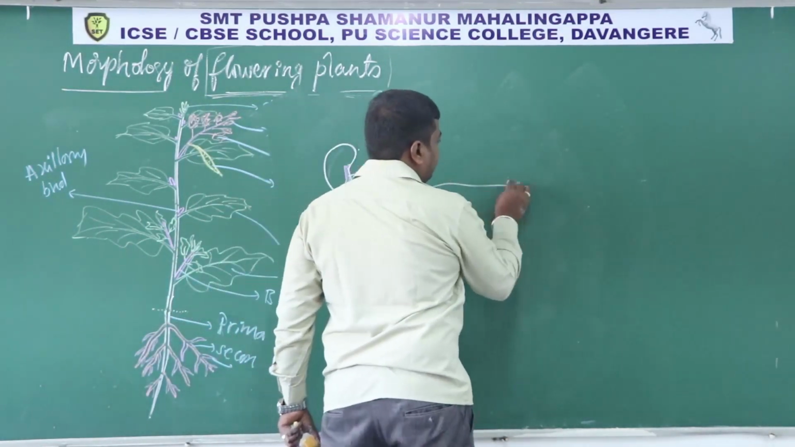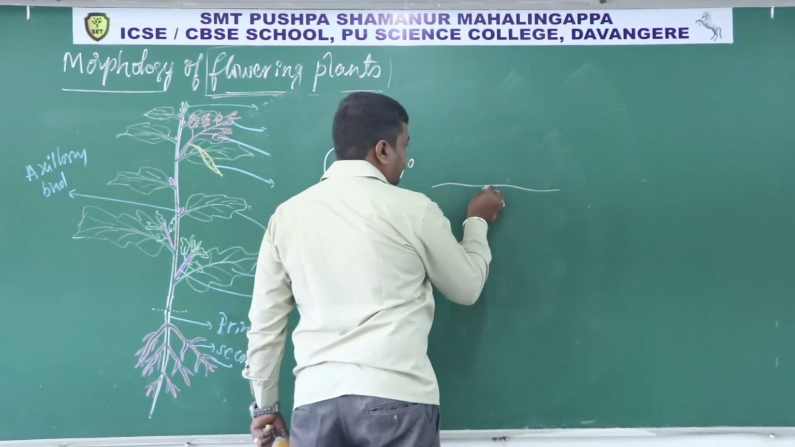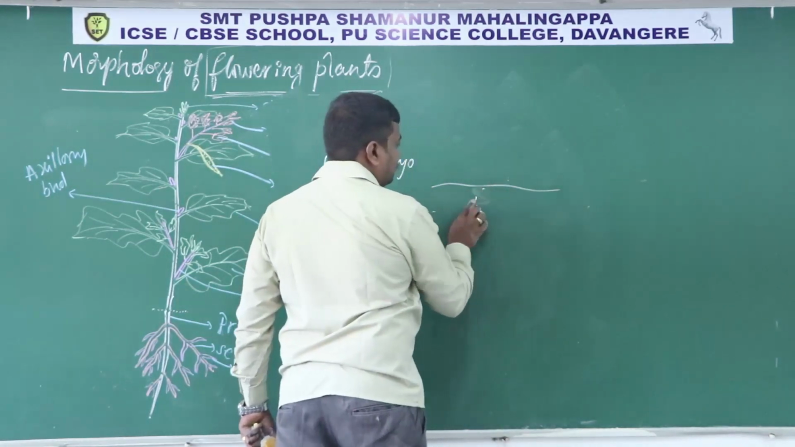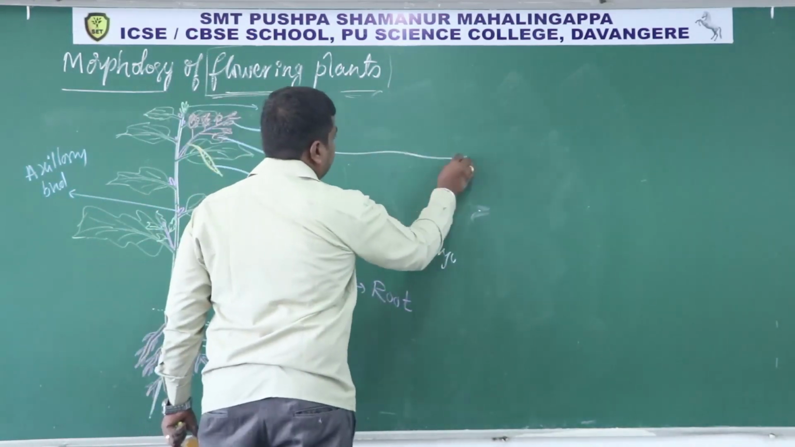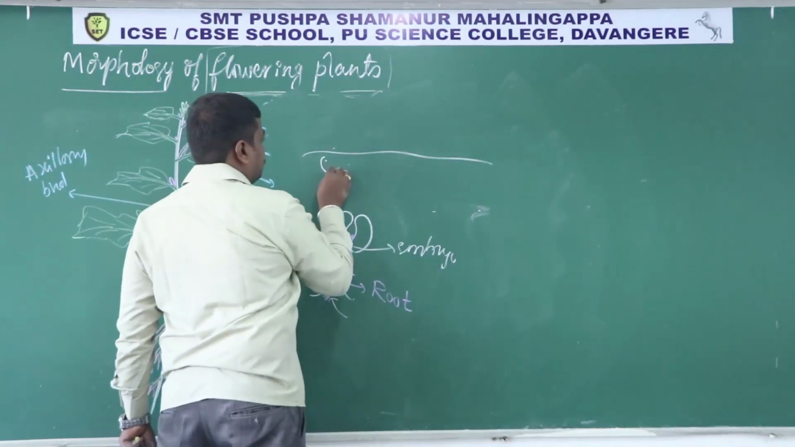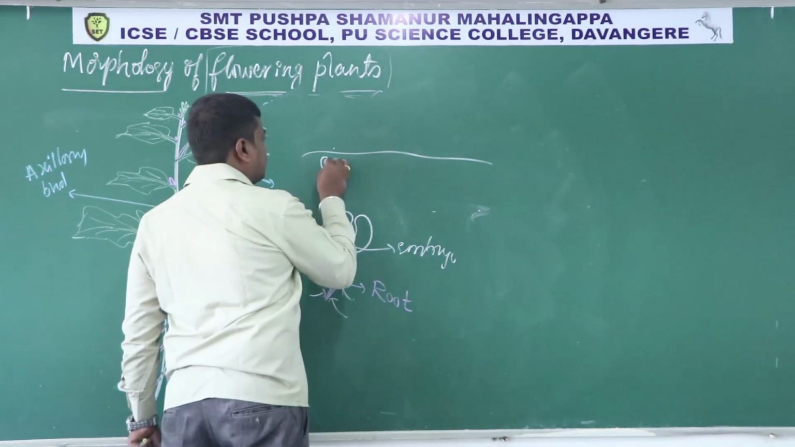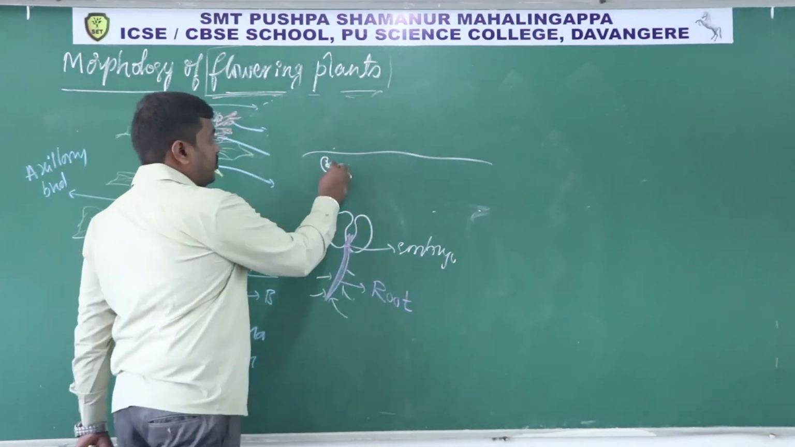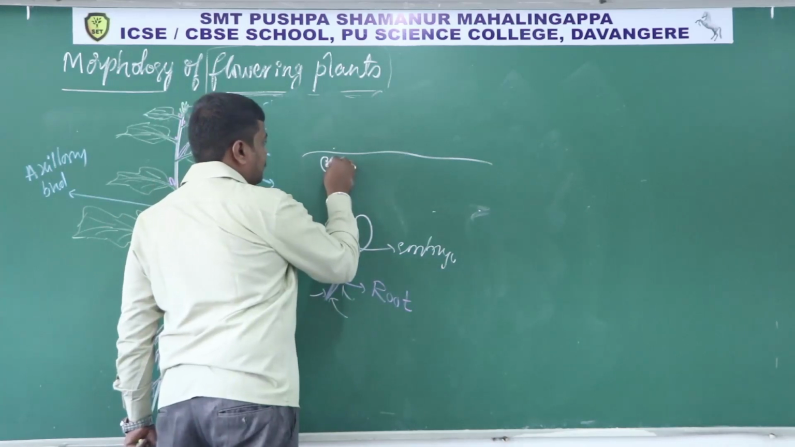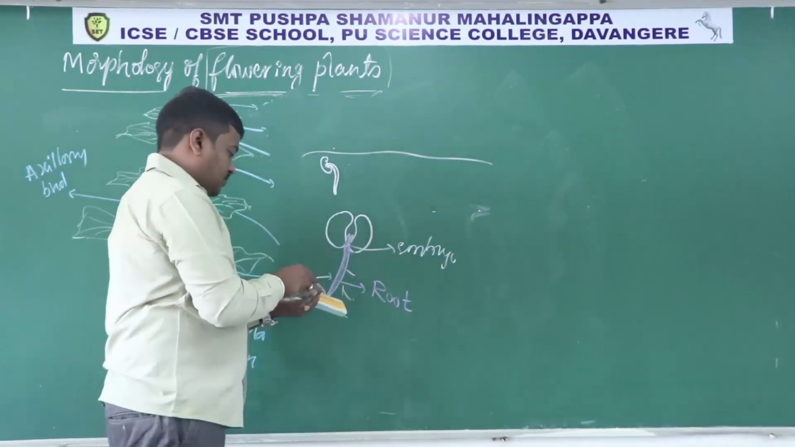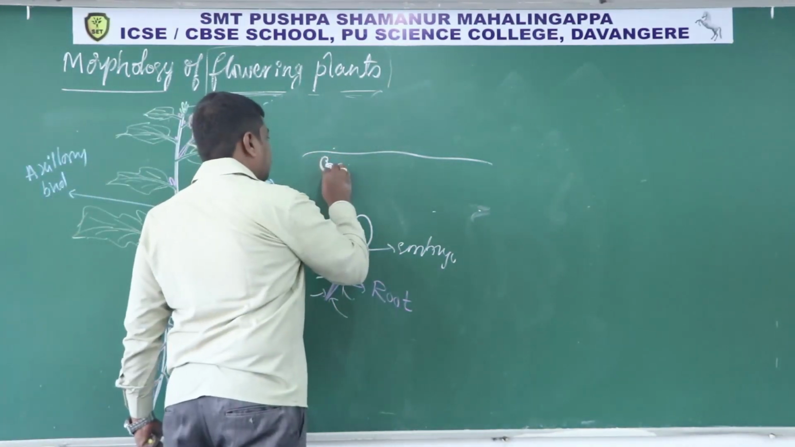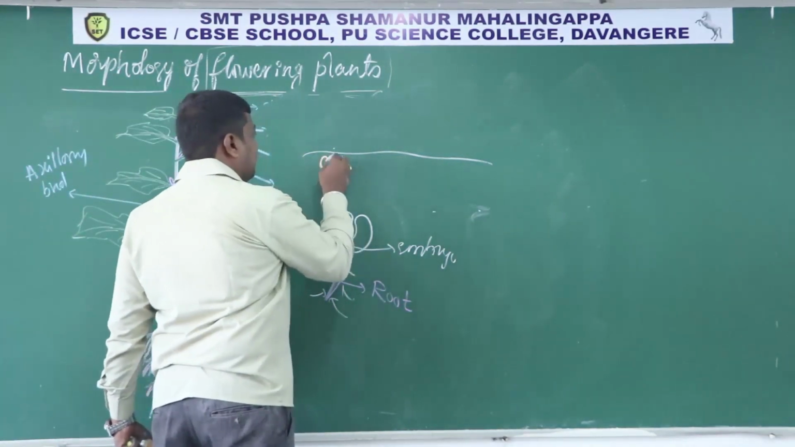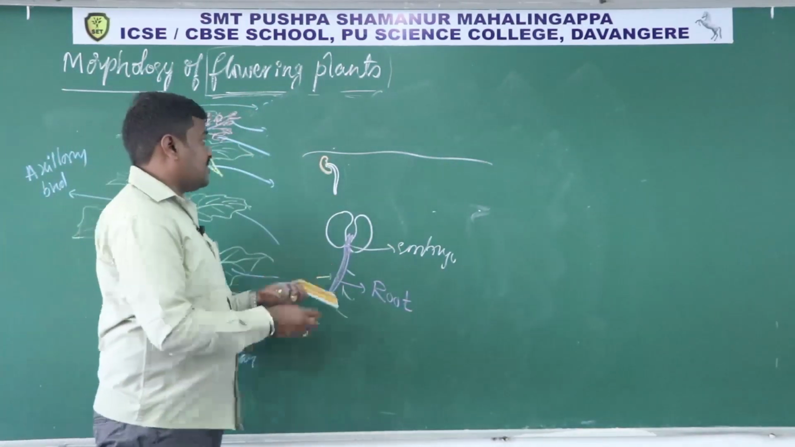What happens if we put the seed in the soil? Let me show the different stages. When you soak the seed and put it in the soil, initially it produces this structure. So the seed is like this, with a white part coming out. This is the first stage.